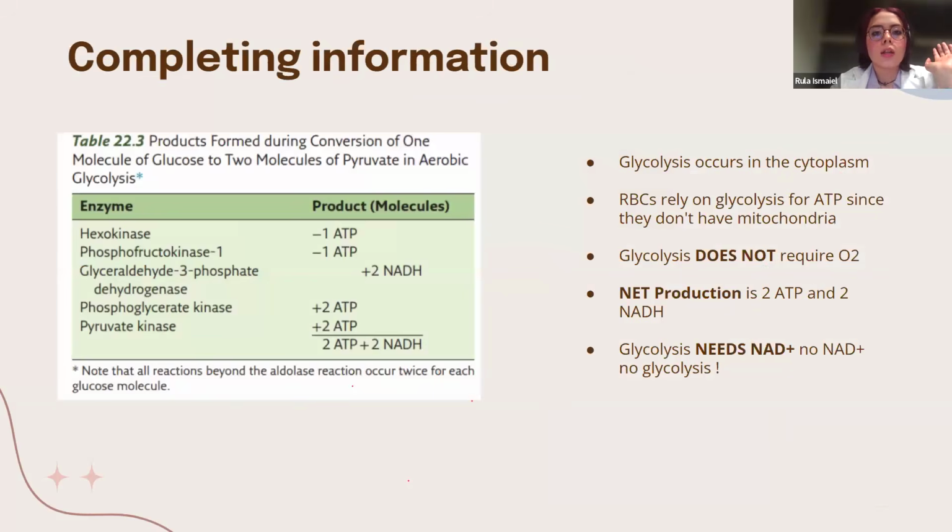Now, some completing information: glycolysis occurs in the cytoplasm, and RBCs rely on glycolysis for ATP. Why? Because they don't have mitochondria. A red blood cell is biconcave. Guys, you just finished CVP. There are no mitochondria in the RBCs. Glycolysis does not require oxygen. In any of the reactions I've just mentioned, was oxygen involved? No, obviously. There's a net production of 2 ATP and 2 NADH.